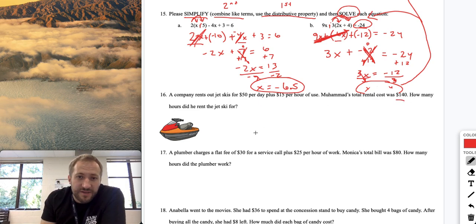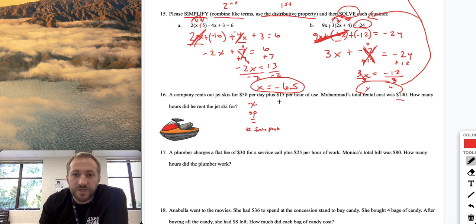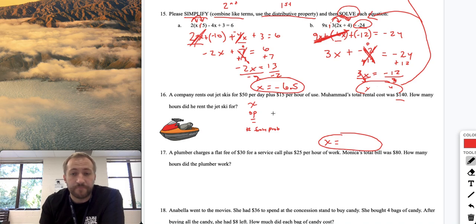Now, a student asked me today, they said, I know I need a variable because it's a word problem. I know I need an operation. I know I need an equal sign. And I need the numbers from the problem. But which number does the variable go with? Because I know I need an x, and the x always answers the question. The variable always answers whatever question's in the problem. This says, how many hours did he rent the jet ski for? X at the very end of this is going to say how many hours he rented the jet ski for.